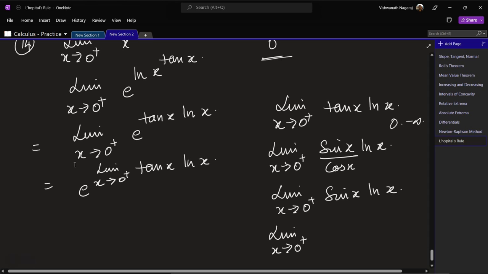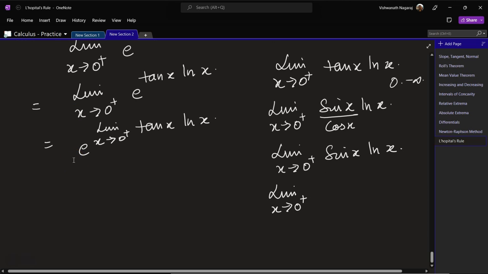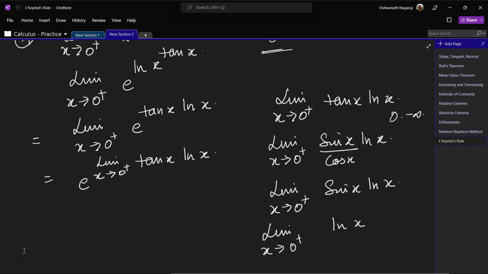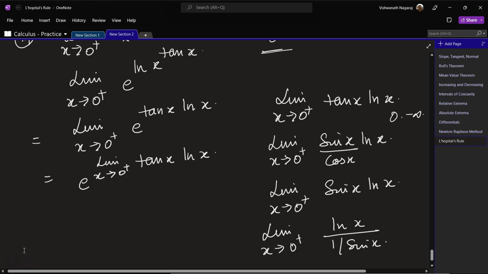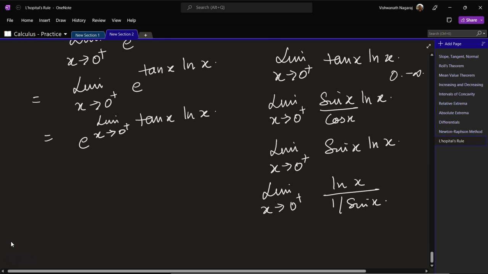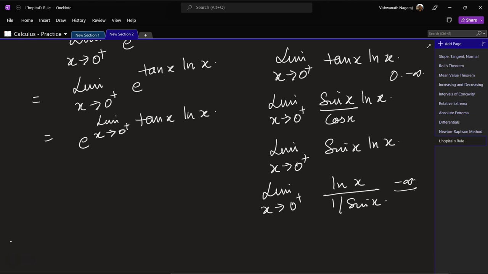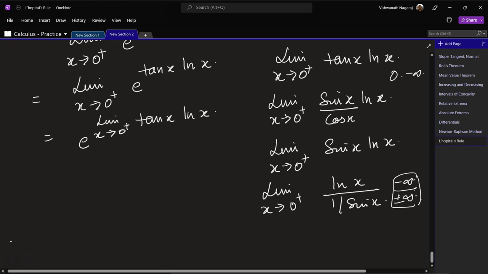Here again, we are still in the same position, 0 times minus infinity, so we still don't have a workable expression. So natural log of x remains as it is, and if we take sin x to the denominator, it becomes 1 by sin x, right? And now we will differentiate. Why? Because natural log of x at 0 is minus infinity and 1 by 0 is again infinity, plus or minus. So it is in the indeterminate form. So we apply L'Hopital's rule.